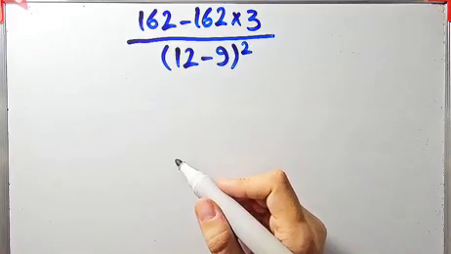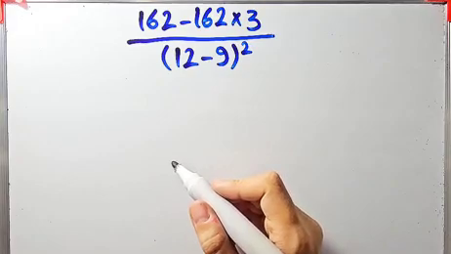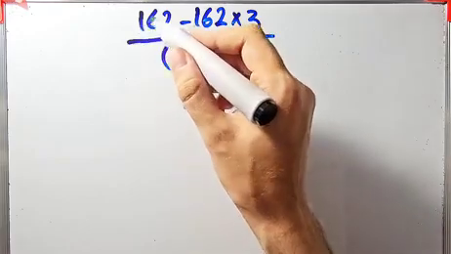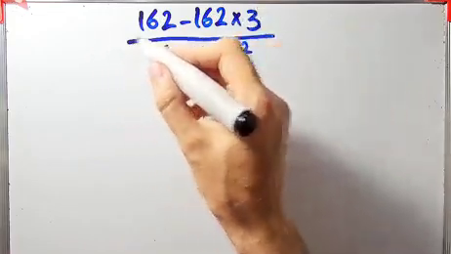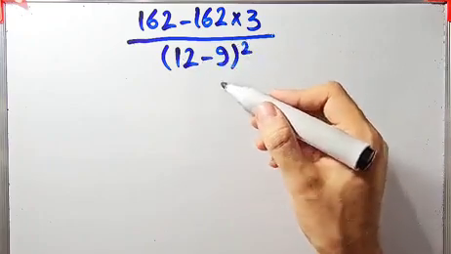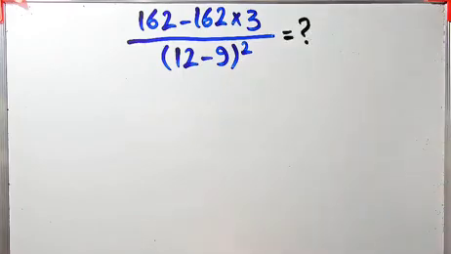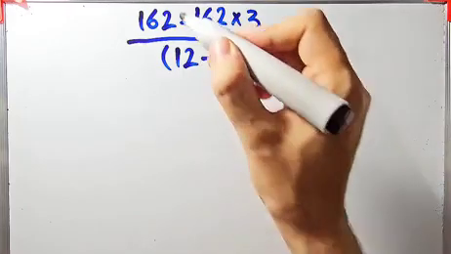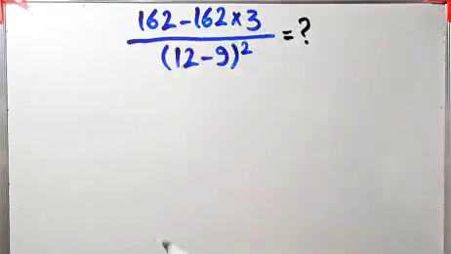In this video we are going to solve 3 questions about PEMDAS rule. In the first question we have 162 minus 162 times 3, then over open parentheses 12 minus 9 close parentheses, then all of them to the power of 2. What is the answer of this question? Can you solve it? We have subtraction, multiplication, division, parentheses and exponent.